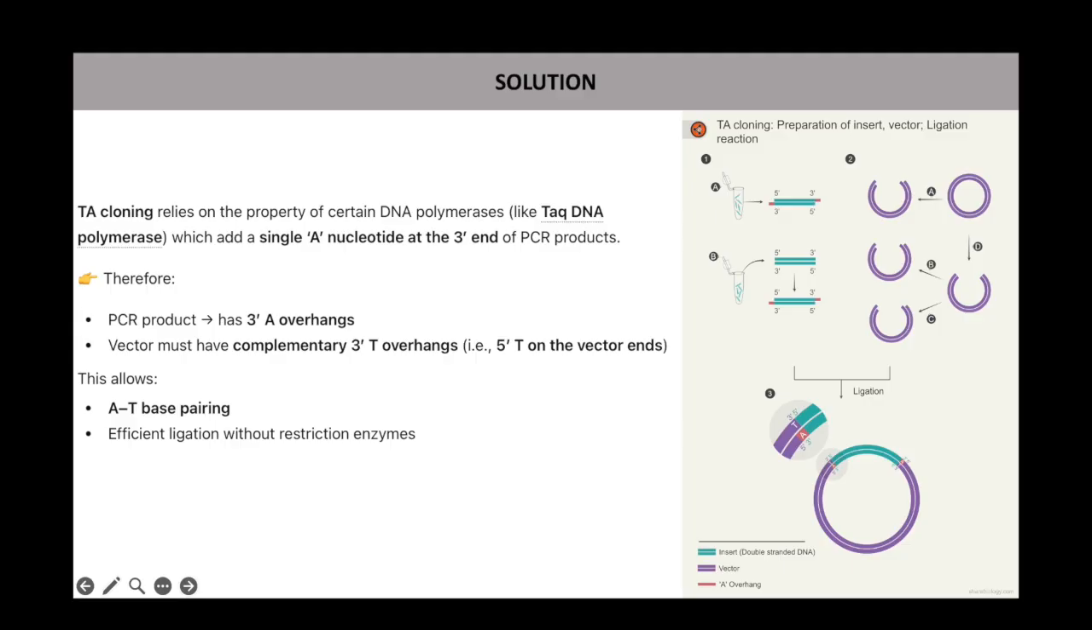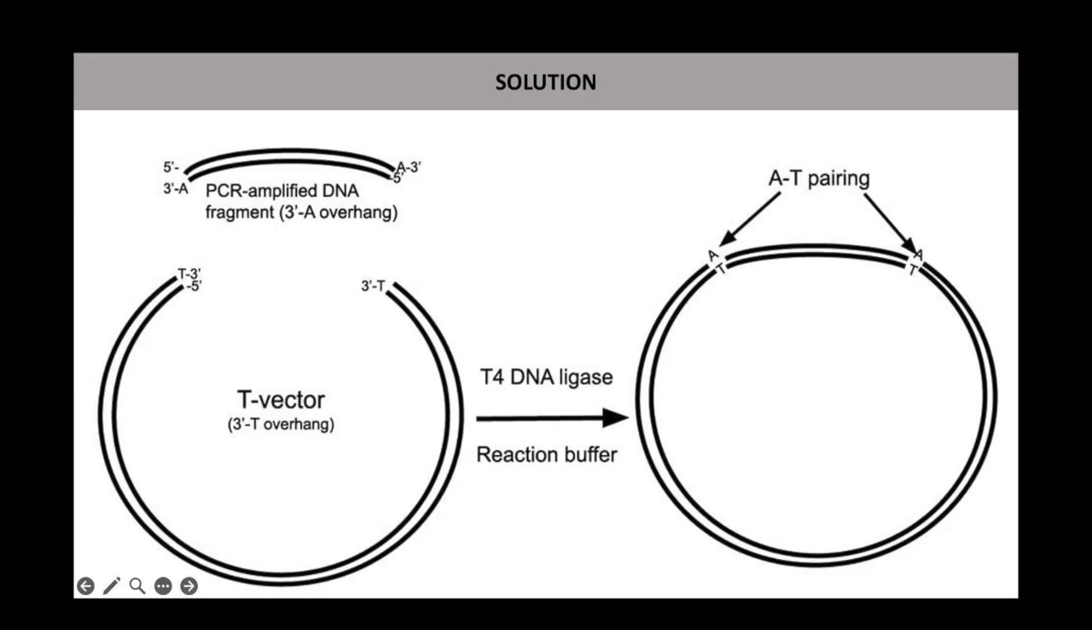Okay, so the basic concept of TA cloning, if you look at this figure, is that this is our PCR product. The PCR product will have A overhangs and the vector will have T overhangs. When we ligate, the A and T will bind together, and the entire plasmid will get converted into a circular plasmid, and it will be ready to get transformed. Hopefully this figure makes it easier to understand.